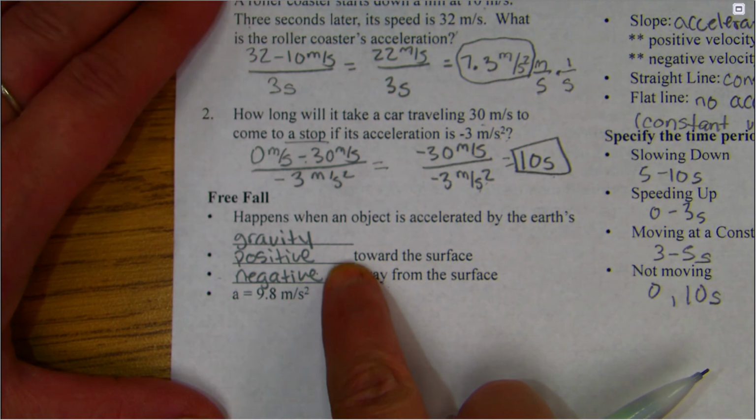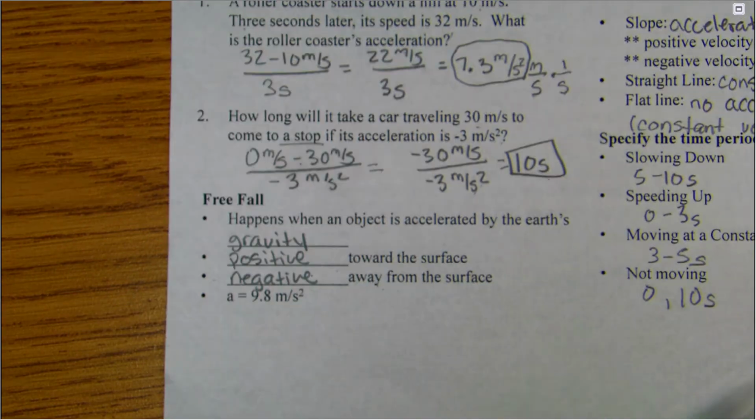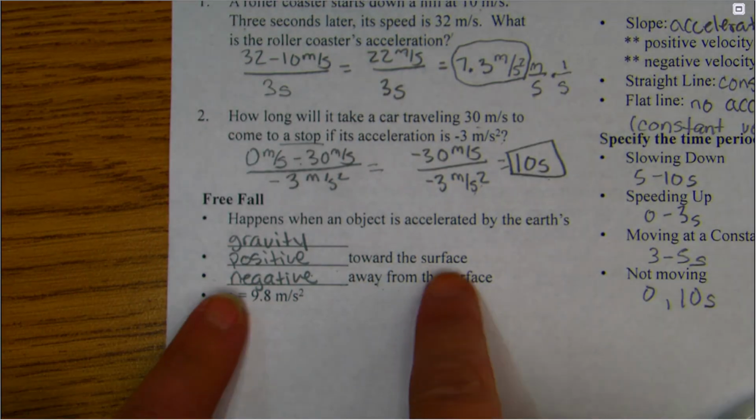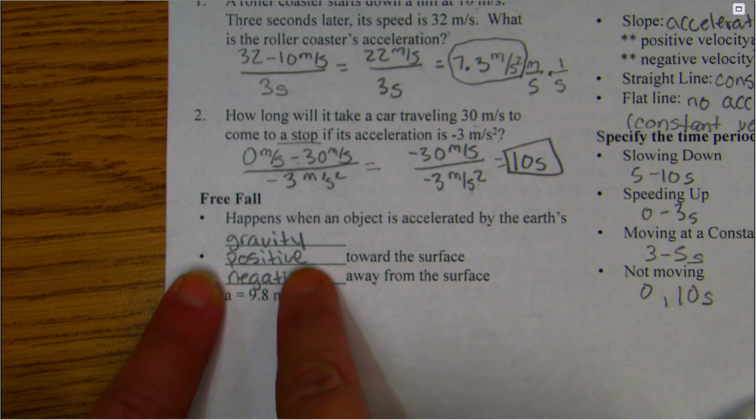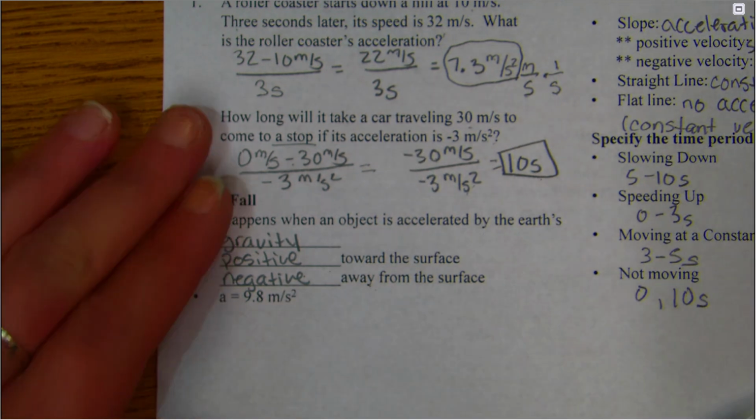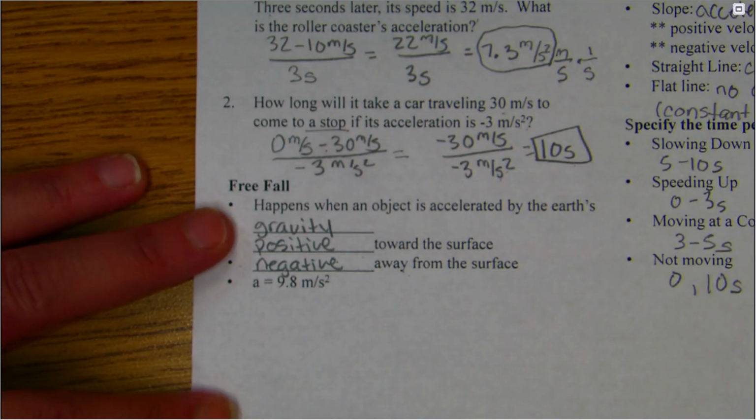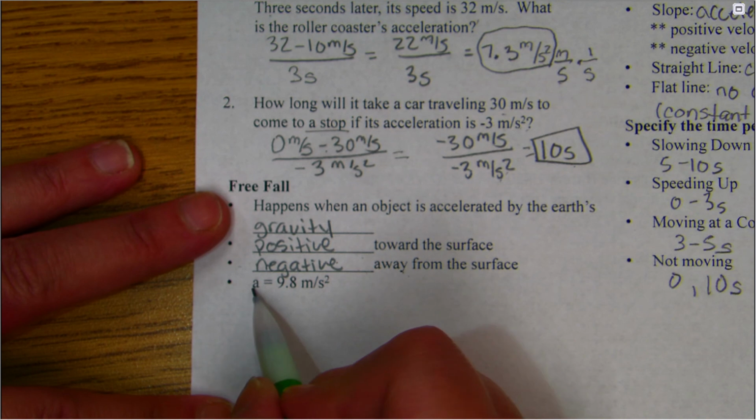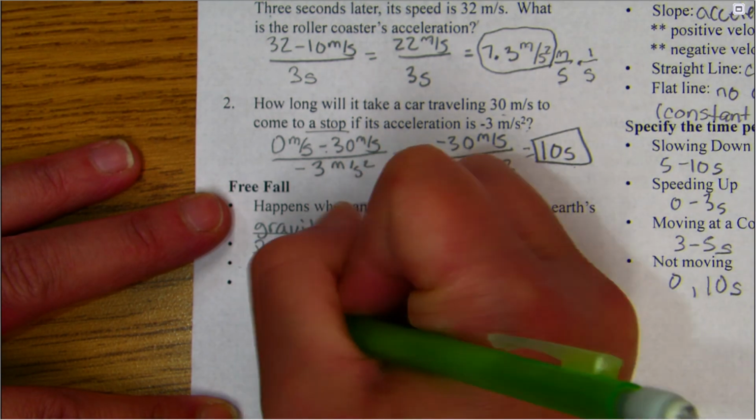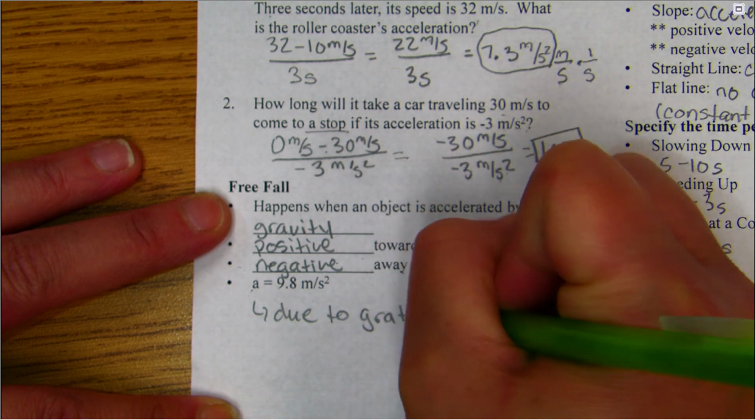So if I was to hold up my pencil here and drop my pencil, it went toward the surface of the earth. That was a positive. Now, plants have negative because plants grow upward towards the sun. They move away from the surface, so they'd be an example of a negative. And here's a number that you need to know. The acceleration due to gravity is always 9.8 meters per second squared.